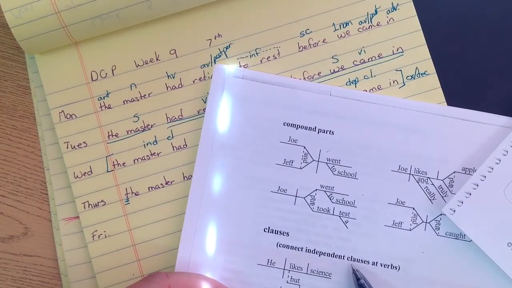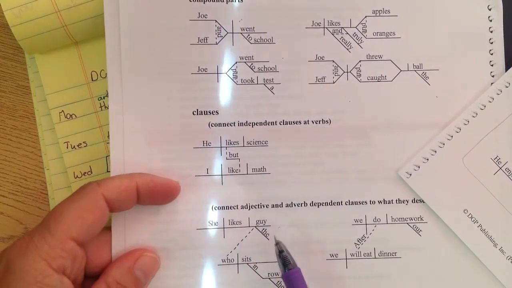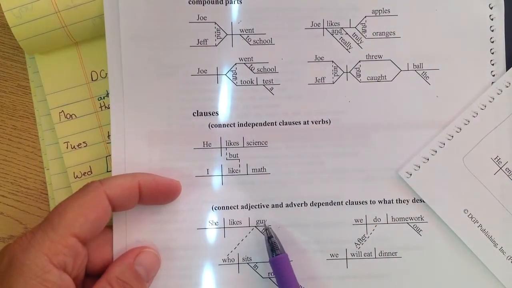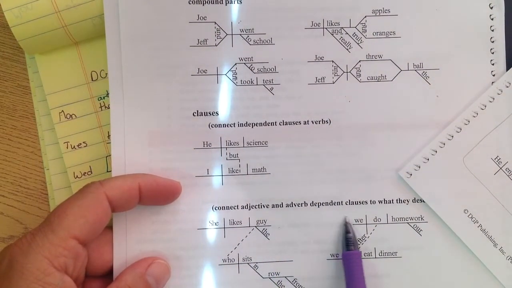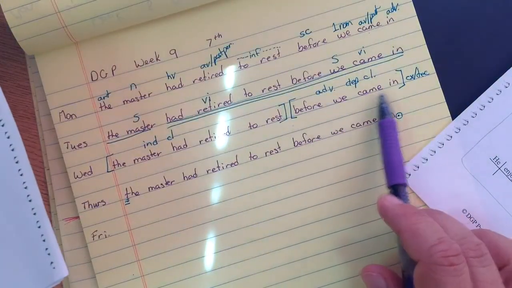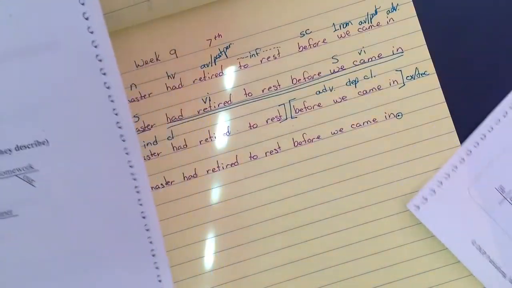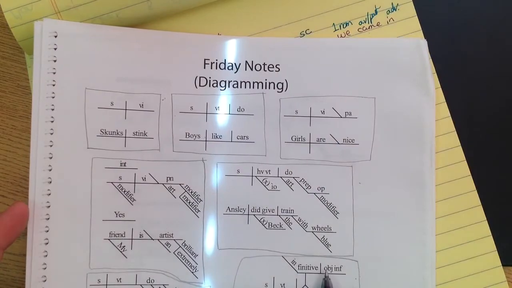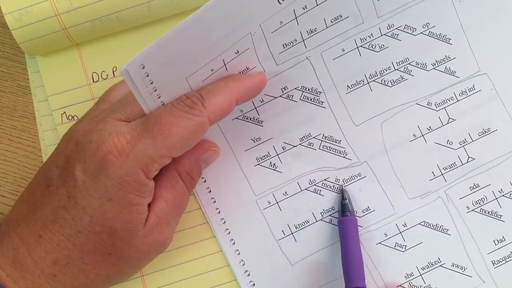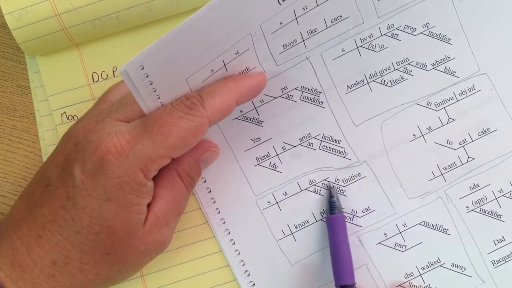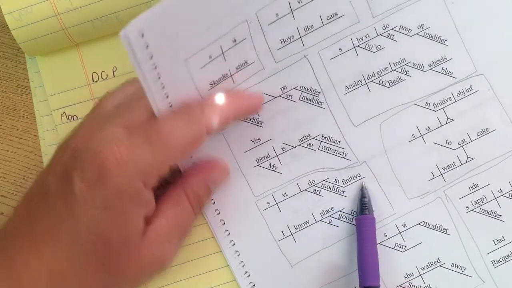Connect independent clauses to the verbs, but I didn't have two independent clauses. I had a subordinate clause. So connect adjective and adverb dependent clauses to what they describe. So my dependent clause here, I'm going to connect it to the verb of this one because I already said it describes it. But the only thing I didn't find was an infinitive. I found an infinitive phrase here. And, oh, look, I missed it right here. If it's just an infinitive, it looks just like a prepositional phrase.